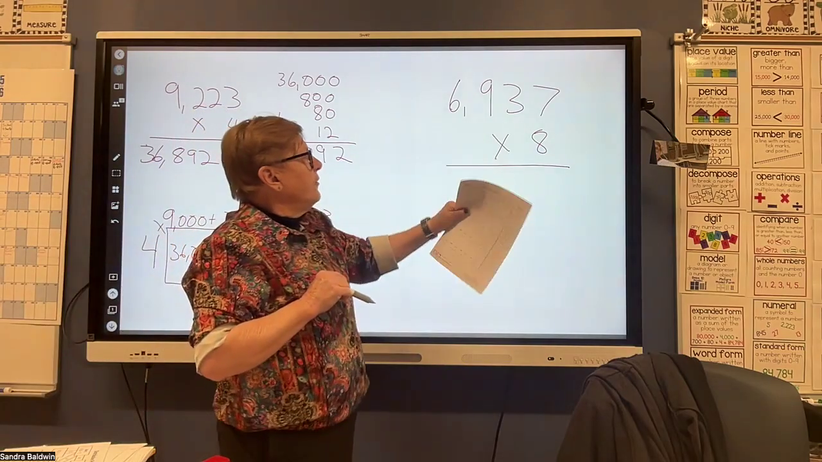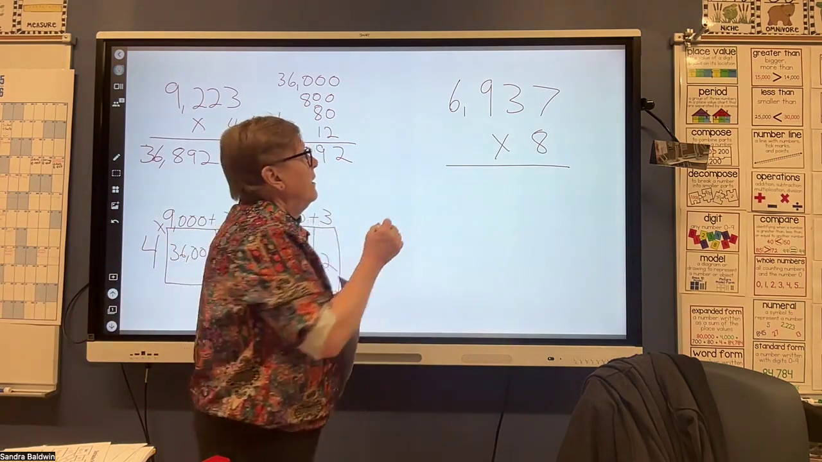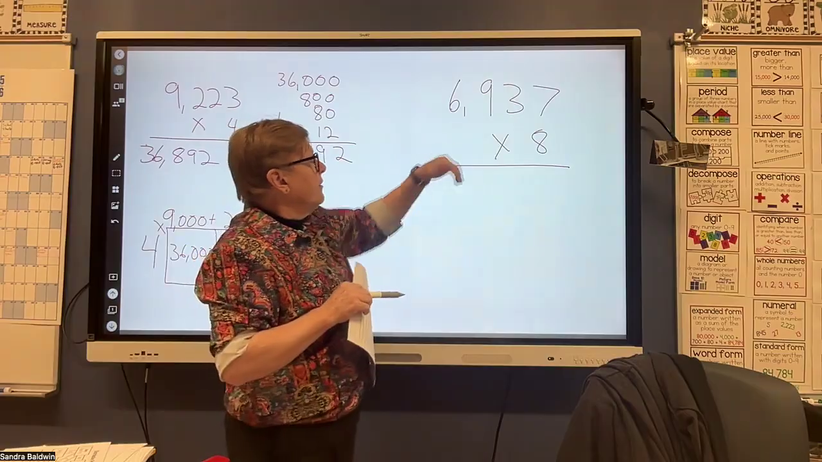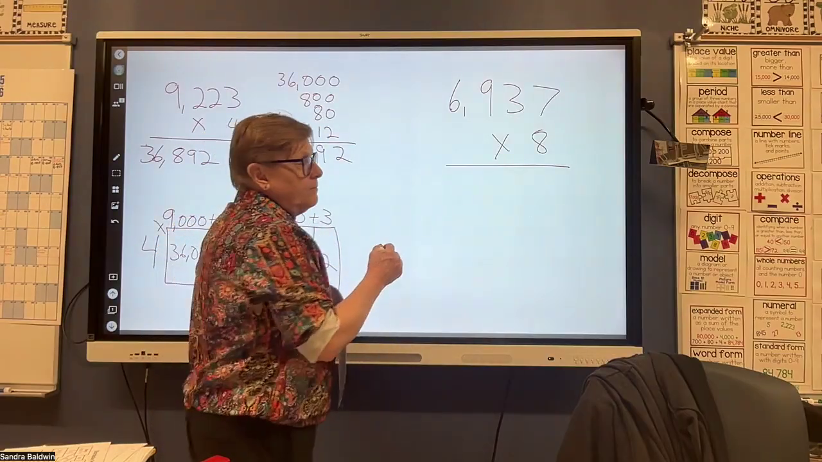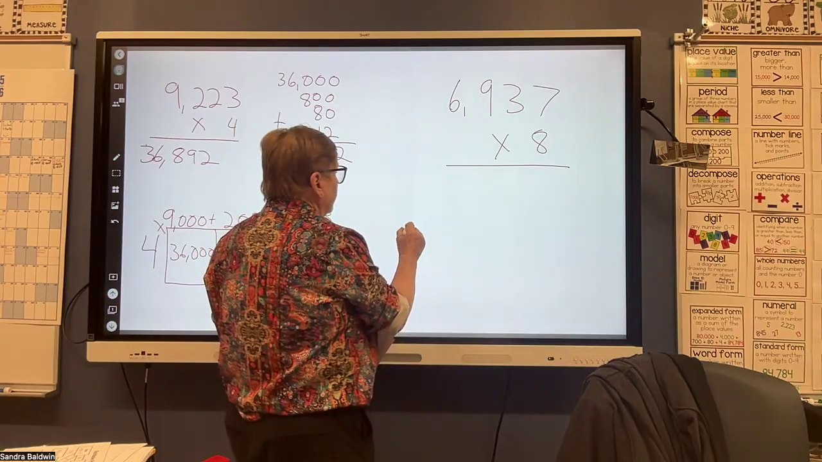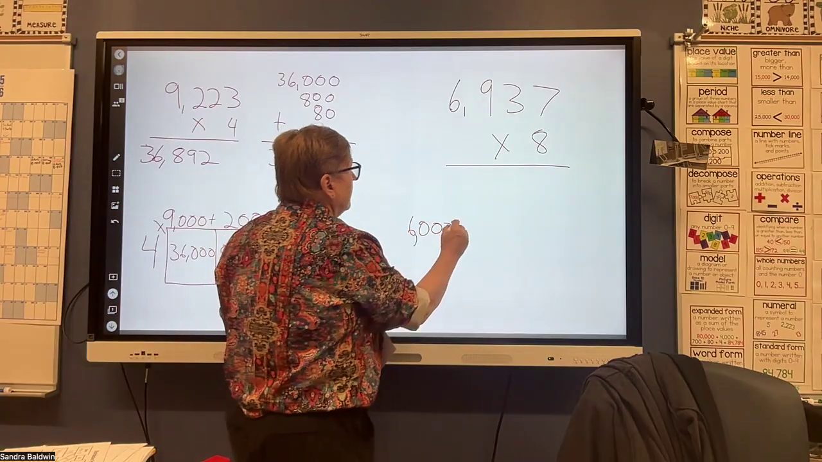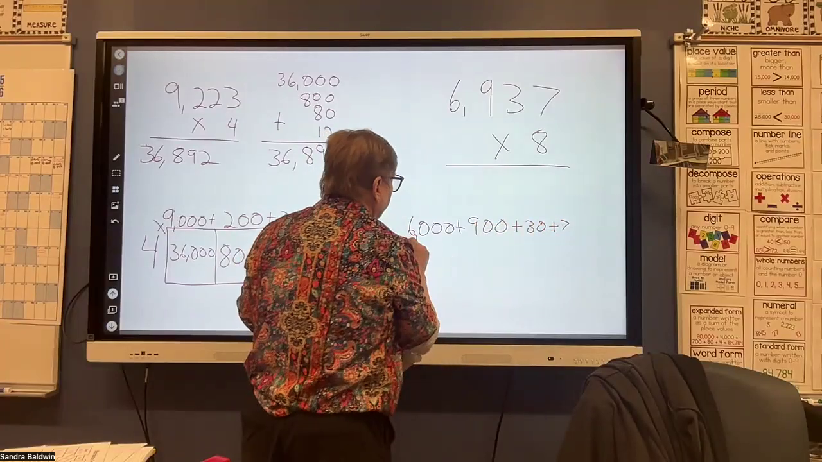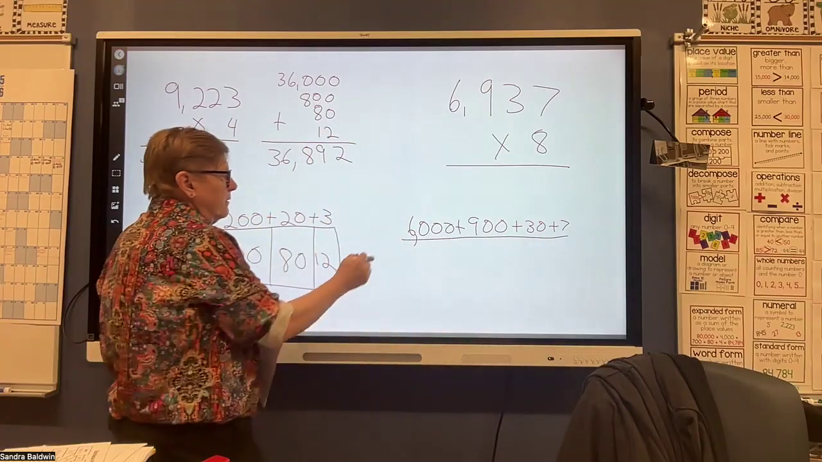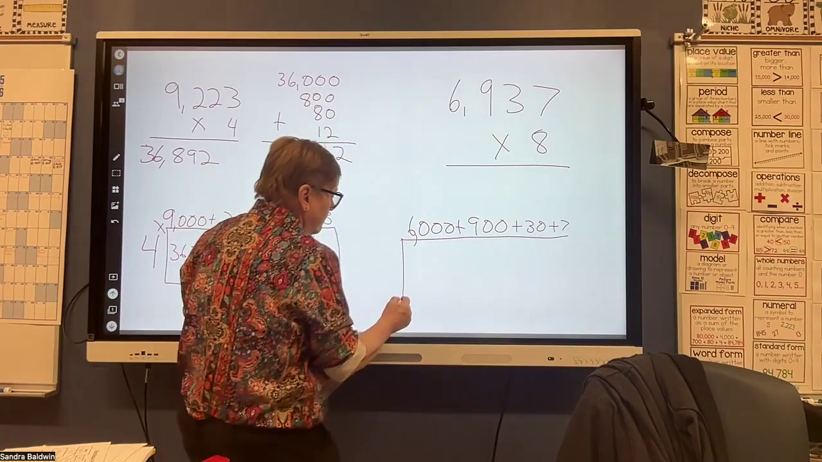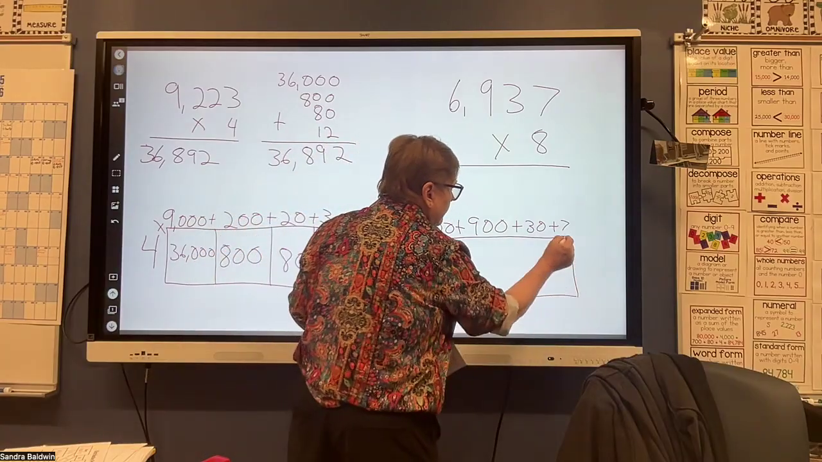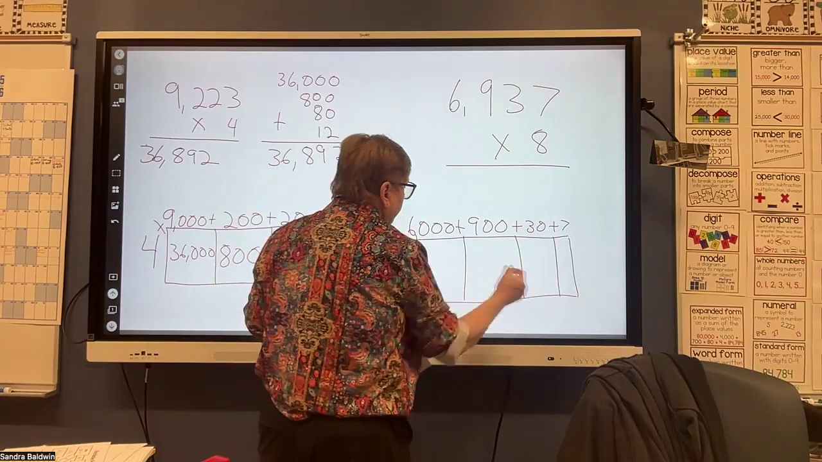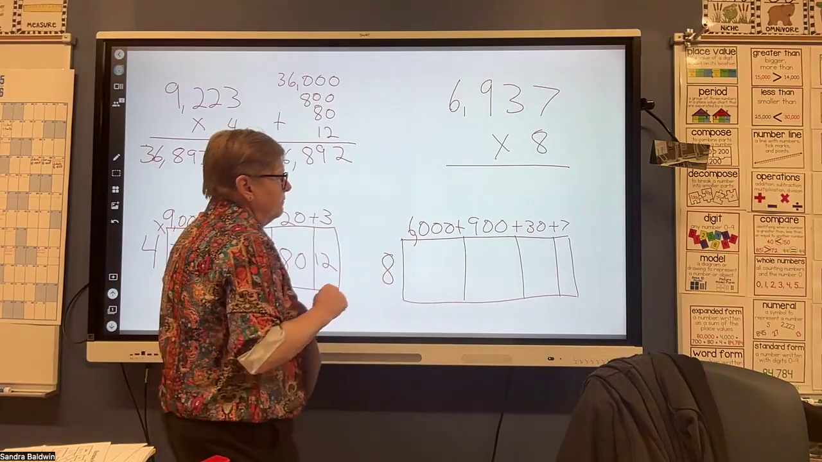For the next problem, it's 6,937 times 8. So again, I'm going to take my factor that has multiple digits, 6,937, and I'm going to write it in expanded form: 6,000 plus 900 plus 30 plus 7. Draw a line under that for my area model. Everywhere there's a plus sign, I'm going to put a line.